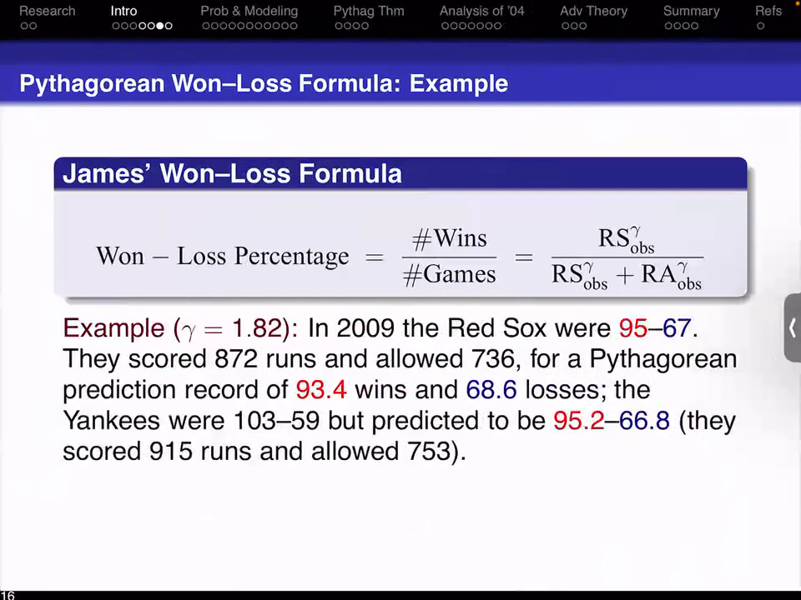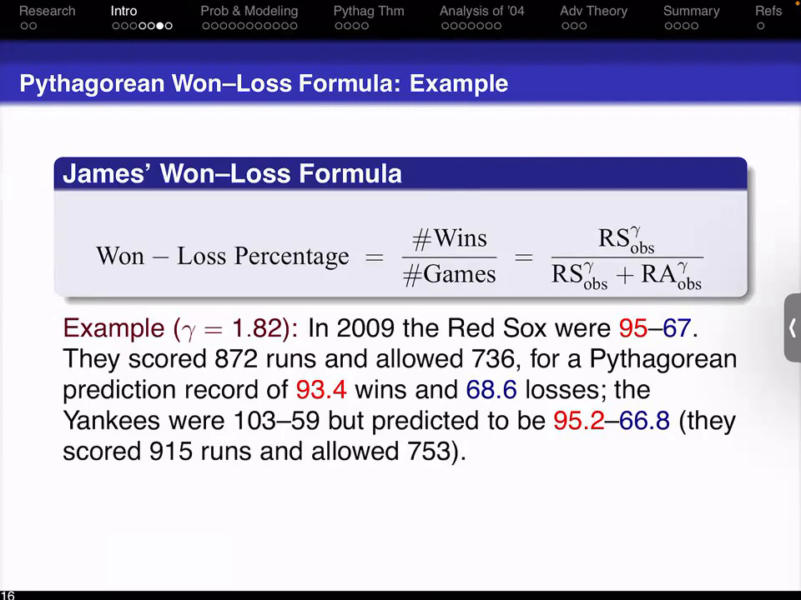And just to put in some numbers and see how well it does, in 2009, the Sox were 95-67. Scored 872 runs, allowed 736. The Pythagorean theorem predicted 93.4 wins. They had 95. Not bad. Now, the Yankees were predicted to have 95 wins, but they actually won 103.